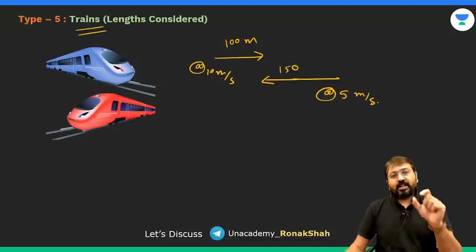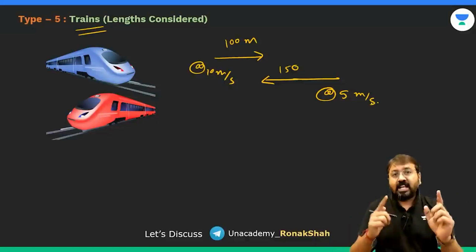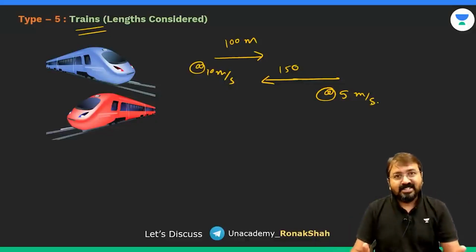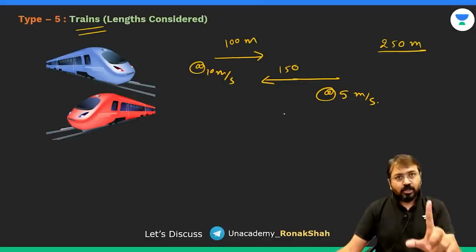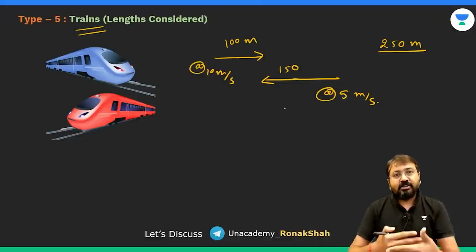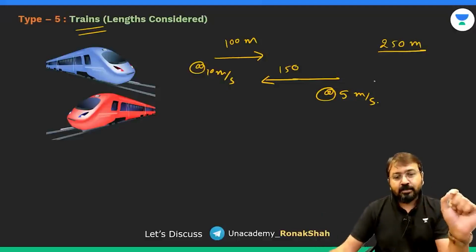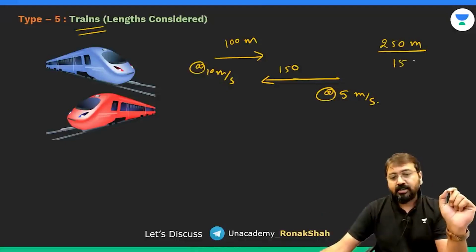So you know that when 2 trains want to cross each other, they'll have to travel a total distance equal to the sum of their lengths. So here 2 trains will have to travel a total distance of 250 meter. At what speed? At the relative speed. Since they are traveling in opposite directions, the relative speed will be the sum of the speeds. So it will be straight away 15 meter per second. So this will be the answer. It will take this many seconds of time.